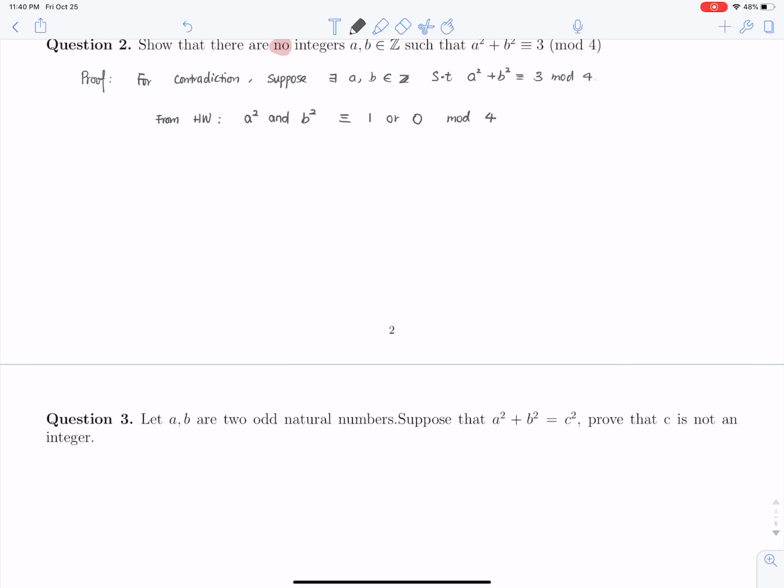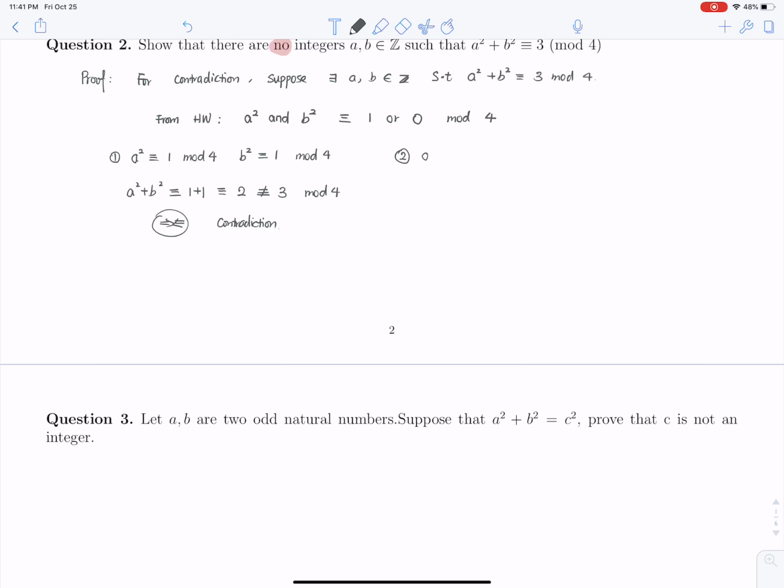So now we have different cases. Case 1: a squared is congruent to 1 mod 4, and b squared is congruent to 1 mod 4. Then a squared plus b squared is congruent to 1 plus 1, which is 2, which is not 3 mod 4, and we have a contradiction. This symbol means contradiction, because I'm too lazy to write it out.